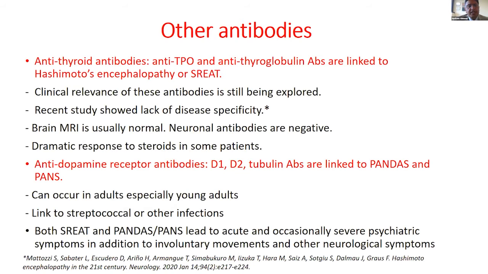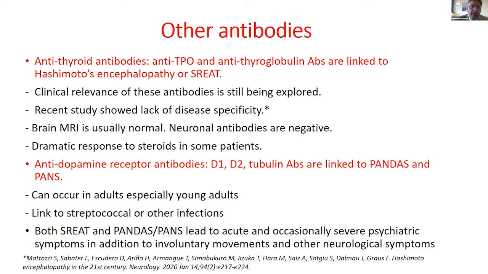Sometimes the neuronal autoantibody is negative, but the patients have some other antibodies that may be implicated in the neurological presentation. The most frequent antibodies we see in that setting are the thyroid antibodies, anti-TPO and anti-thyroglobulin antibodies. These are two antibodies linked to Hashimoto's encephalopathy, which we currently refer to as SREAT, or steroid responsive encephalopathy associated with autoimmune thyroiditis. The clinical relevance of these antibodies is still being explored. There's some recent work from Dr. Dalmau's group that showed that they really lack disease specificity. You can see them in people with a typical SREAT picture, but also in many other control groups who do not have the SREAT picture.